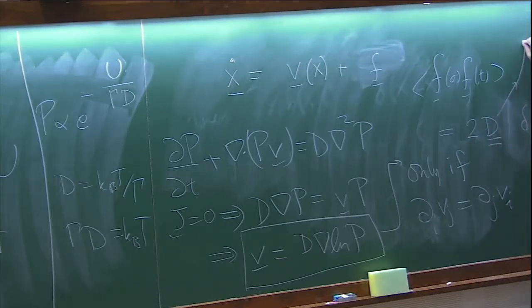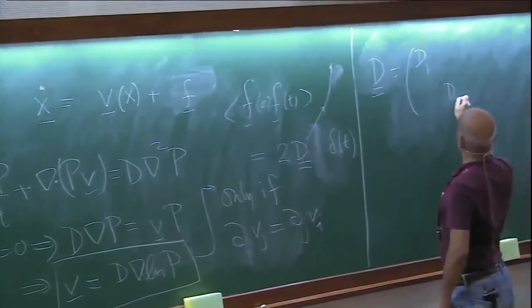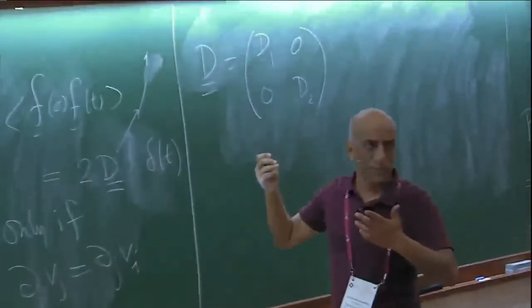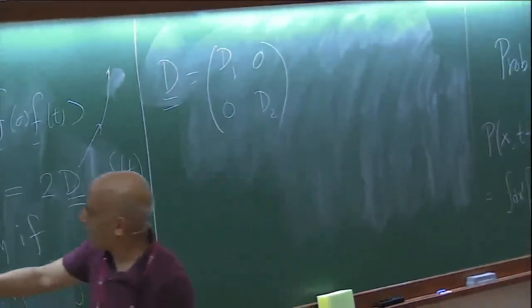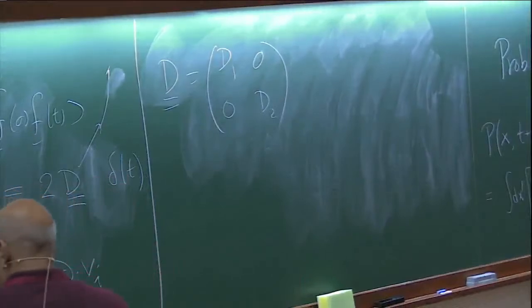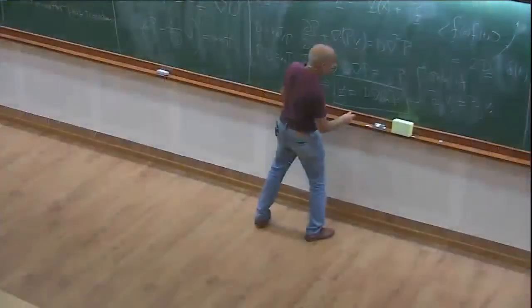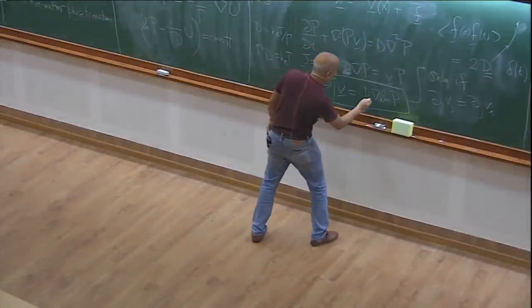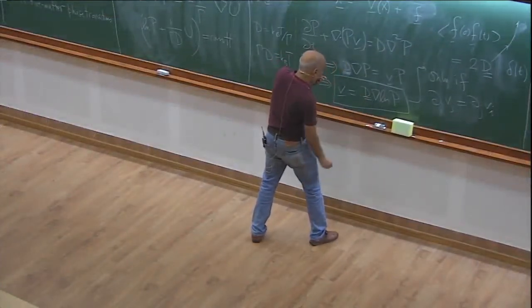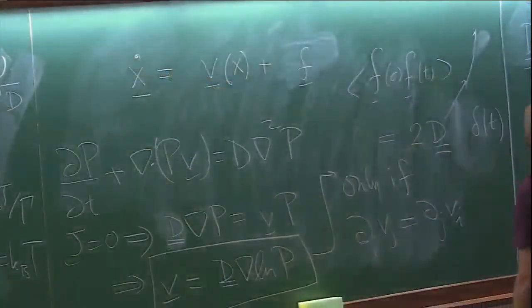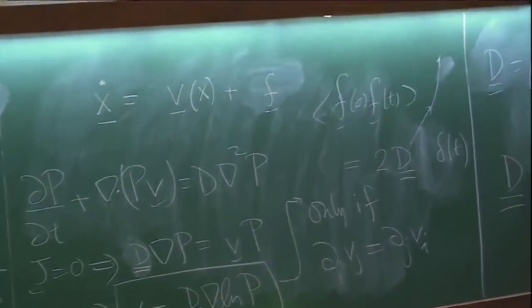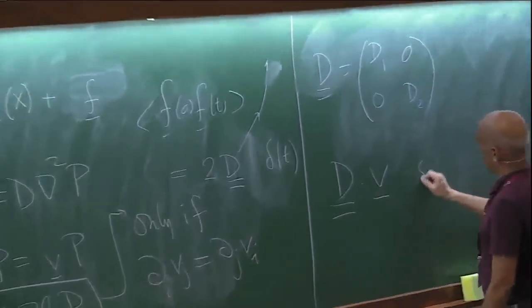Not necessarily isotropic. So for example, in 2 dimensions, D could have a D1 and a D2 and a 0, 0, for example. Okay? So then what you'll have is, have I done this right? This will be D tensor dot grad B, grad P. Okay, so now what you'll have is, you will want D inverse times V should be a gradient.